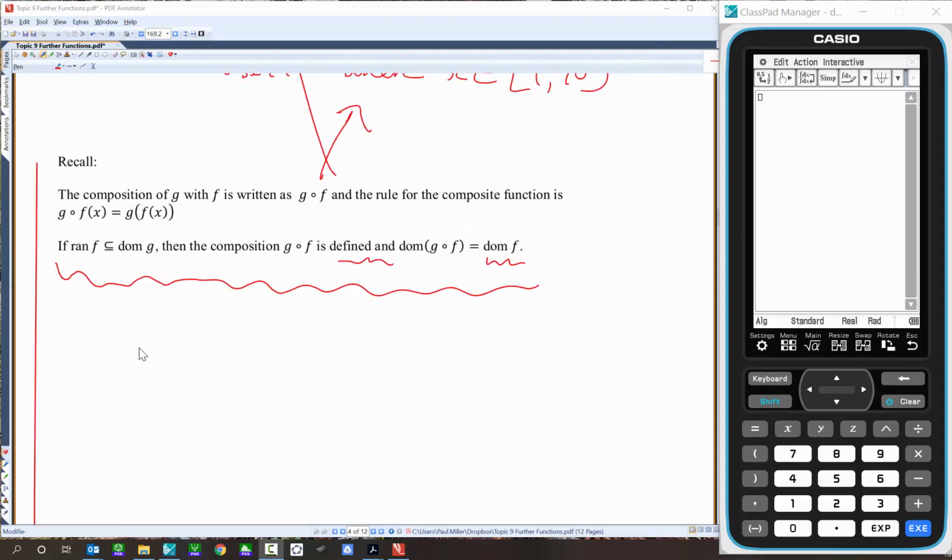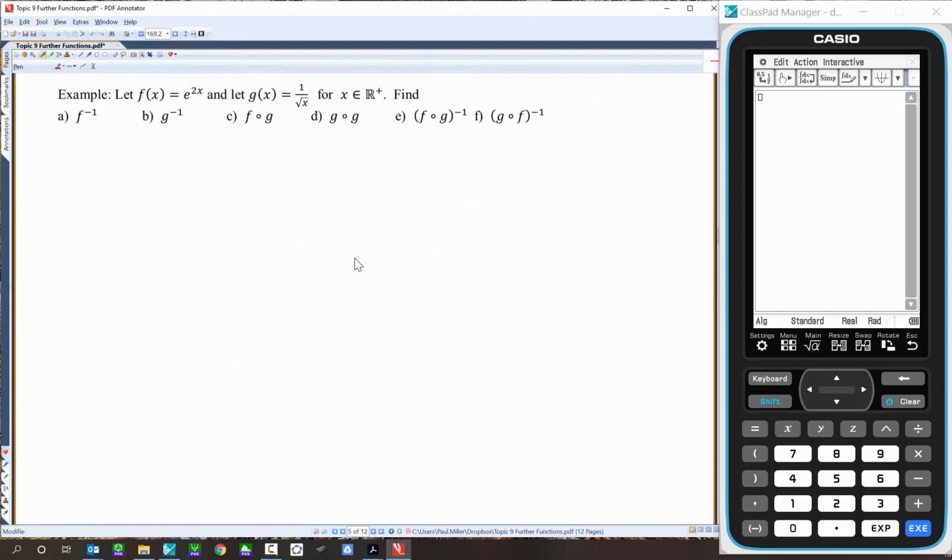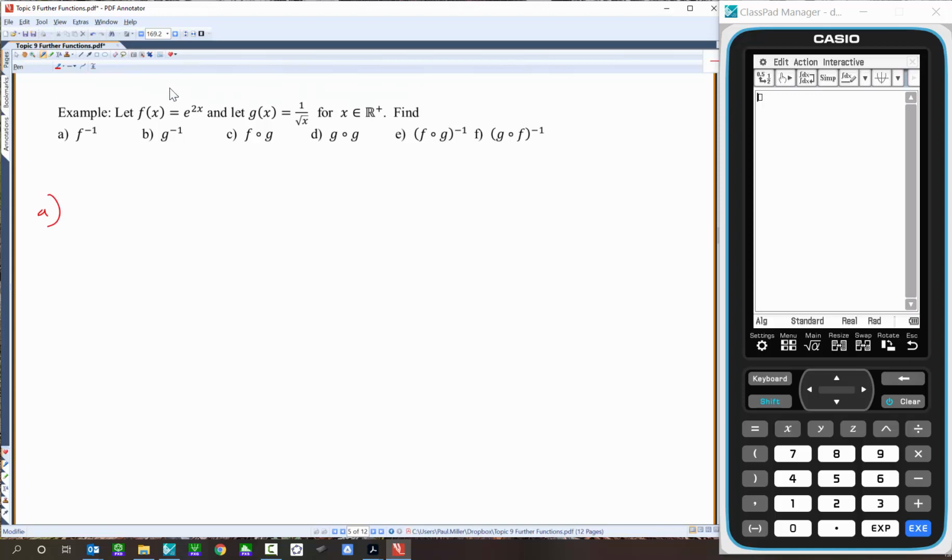All right, so let's have a look at some other questions here. Let's practice a couple of skill-based questions. So we want to get some inverses and some compositions and some inverses of compositions here. So let's just see how we go. f of x equals e to the 2x, and g of x equals 1 over root x, and x is an element of all real positive.